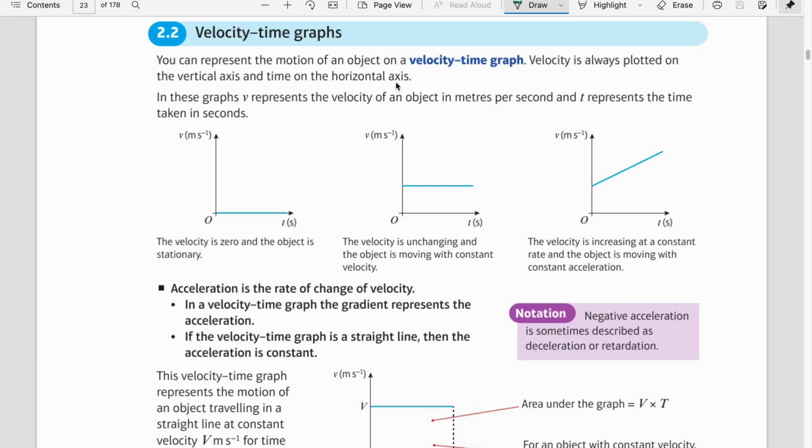Velocity time graph. As we discussed earlier, what do velocity time graphs give us? When we take the gradient, that gives us the acceleration, and when we talk about the area, that gives us the displacement or distance, depending on the shape and criteria.